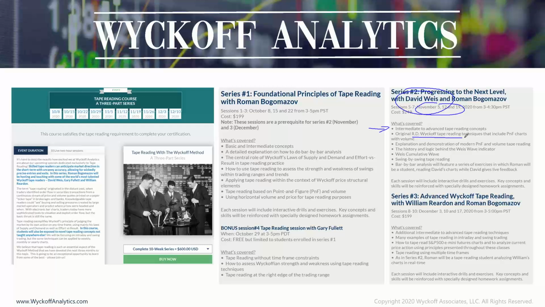We're going to talk about the original R.D. Wyckoff tape reading techniques. We'll talk about the logic and the history of the Wise wave indicator and his cumulative wave. So he's going to put on the chart, he's going to explain exactly what he sees on the chart, why he reads his numbers the way that he does. And then obviously swing and bar analysis will be presented as well.